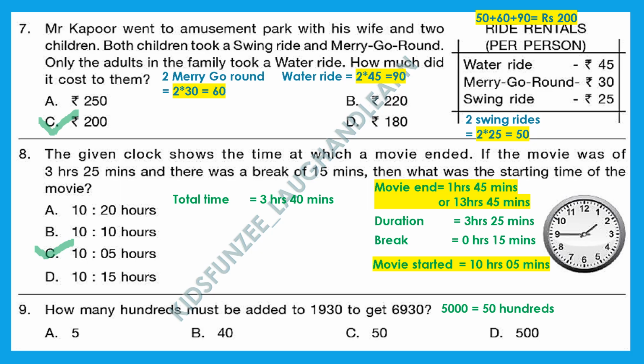If we have to convert 5000 into hundreds, how would it be? It would be 50 hundreds. So if we add 50 hundreds to 1930, we'll get 6930. So the right answer here is option C.